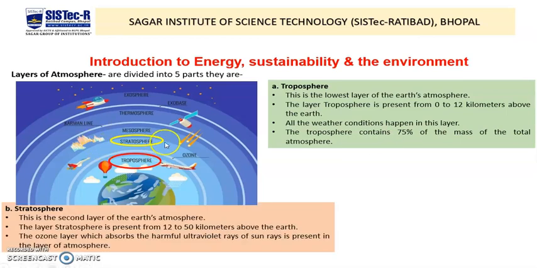Second is stratosphere. It is the second layer of the Earth's atmosphere. This layer is present from 12 to 50 kilometers above the Earth. The ozone layer, which absorbs the harmful ultraviolet rays from sun rays, is present in this layer of atmosphere.